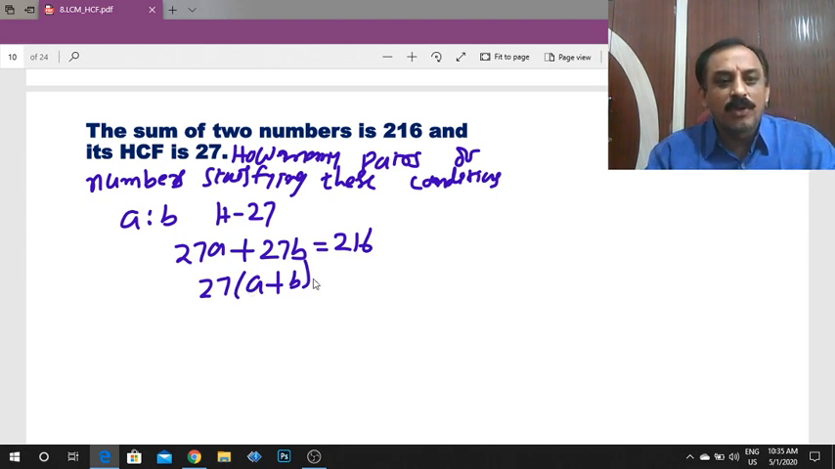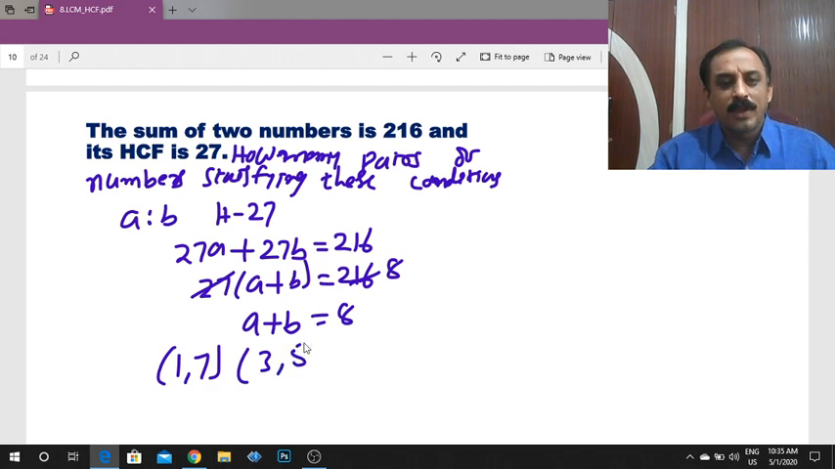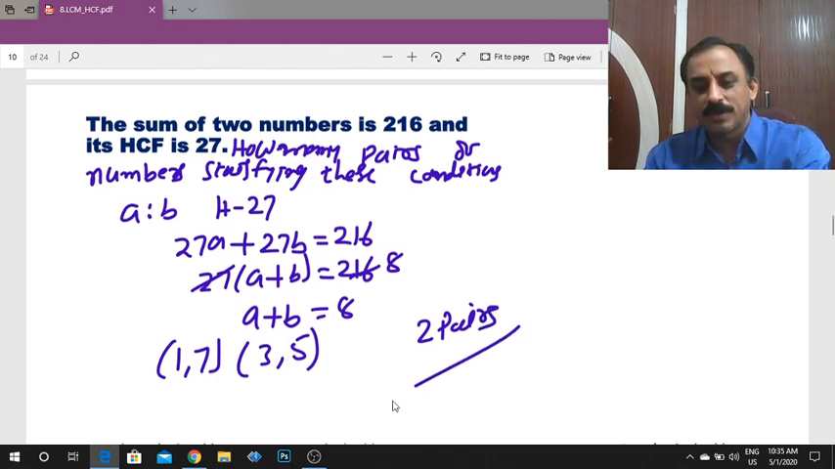27 of A plus B is equal to 216. 27 ones are 27, 27 eights are 216. So A plus B is equal to 8. Same as the previous case. A value 1, B value 7, 1 plus 7 is 8. A value 2, B value 6, but don't take 2 and 6 because 2 and 6 are not co-prime numbers. A value 3, B value 5, 3 plus 5 is 8. So now also only two pairs of numbers are satisfying these two conditions.